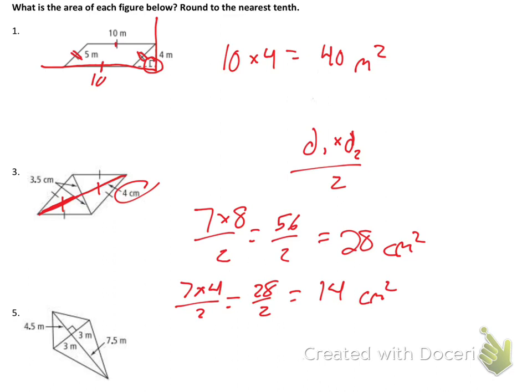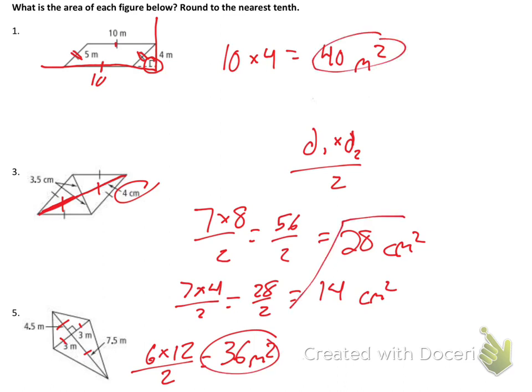All right, number 5. So if this is 4.5 and this is 7.5, then this is 3, then this is 3. All we gotta do is add them up for each diagonal. So 3 and 3 is gonna be 6, times 7.5 plus 4.5, which is gonna be 12. So 6 times 12 is 72. 72 divided by 2 is going to be 36 meters squared. So there's your final answers. So it could be, again, either one of those two, depending on what we find out the diagonal to be.